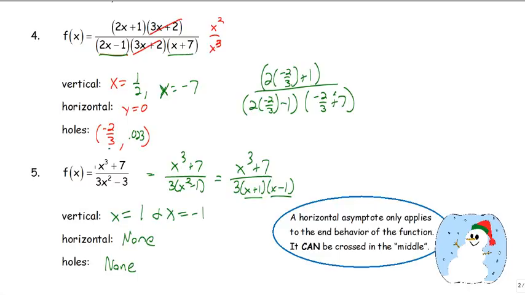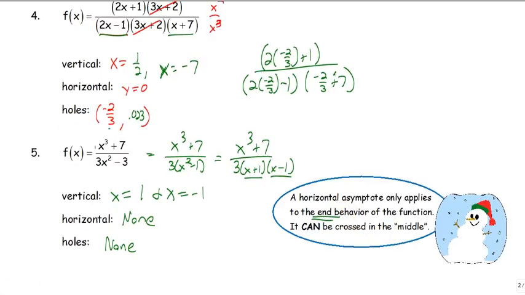This is probably going to be the longest one of this chapter, but it has a lot of important information we're going to reinforce tomorrow. And again, a nice little note, a horizontal asymptote only applies to the end behavior of the function. It can be crossed in the middle, like that problem number 2. Alright, and then we are all done.